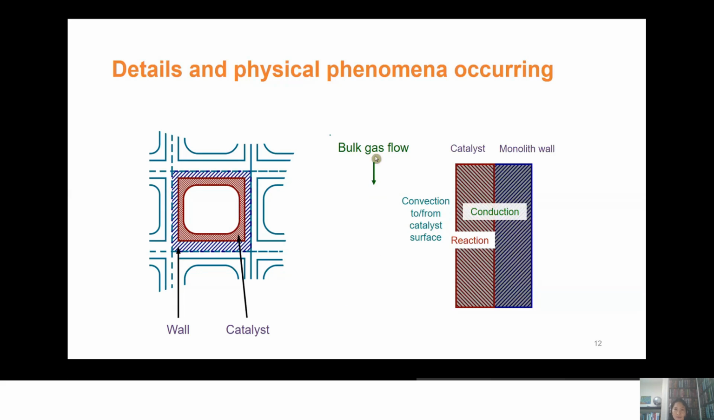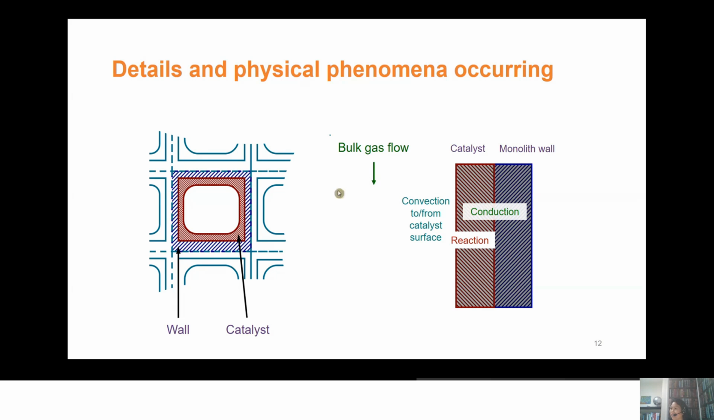Here we have the bulk gas flow. And between the gas phase and the catalyst coating, you have convection of heat and convection of mass. Then inside the catalyst coating, you will have your catalytic reaction there, and you'll also have conduction of heat. Remember those phenomena, because those are the things that we are going to model.